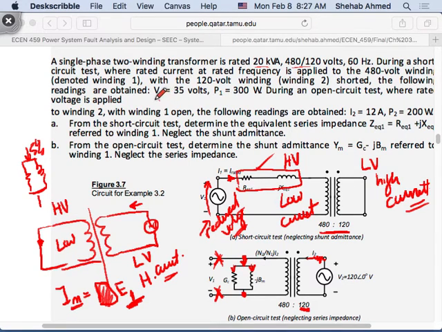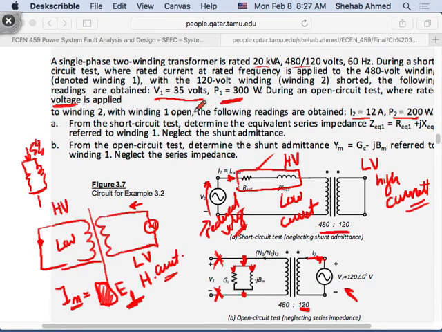So the voltage was 35 volts. This voltage source was 35 volts. It's a reduced voltage, right? They also gave us the power. During the open circuit test, where the voltage was applied to winding 2 with winding 1 open, in the second test here, they gave us the current, and they also gave us the power. We know that the rated voltage is applied. So we know voltage, we know current, we know power.